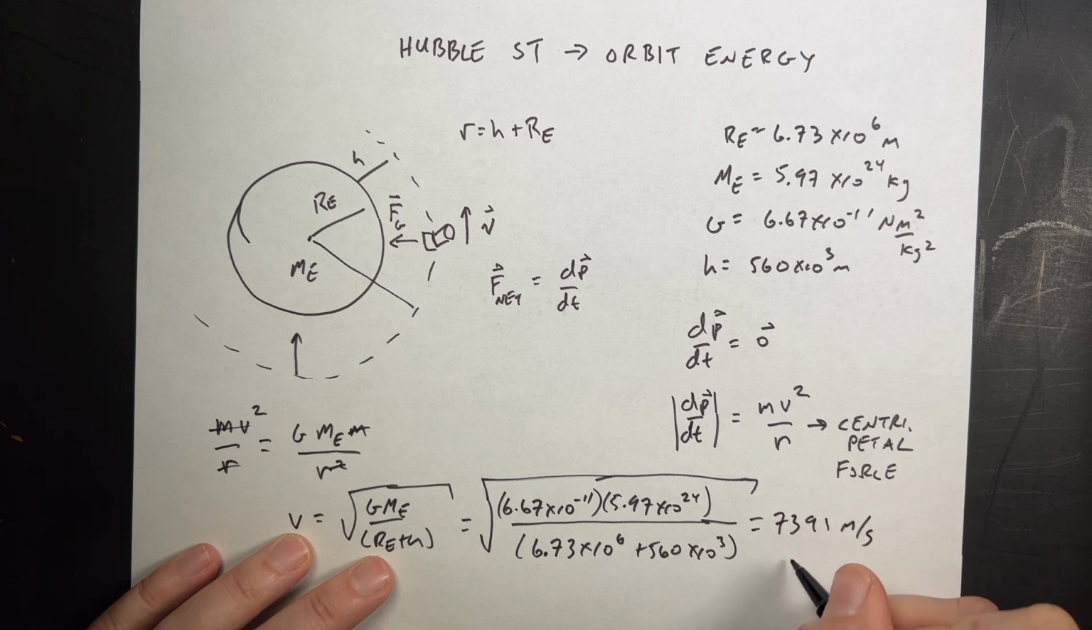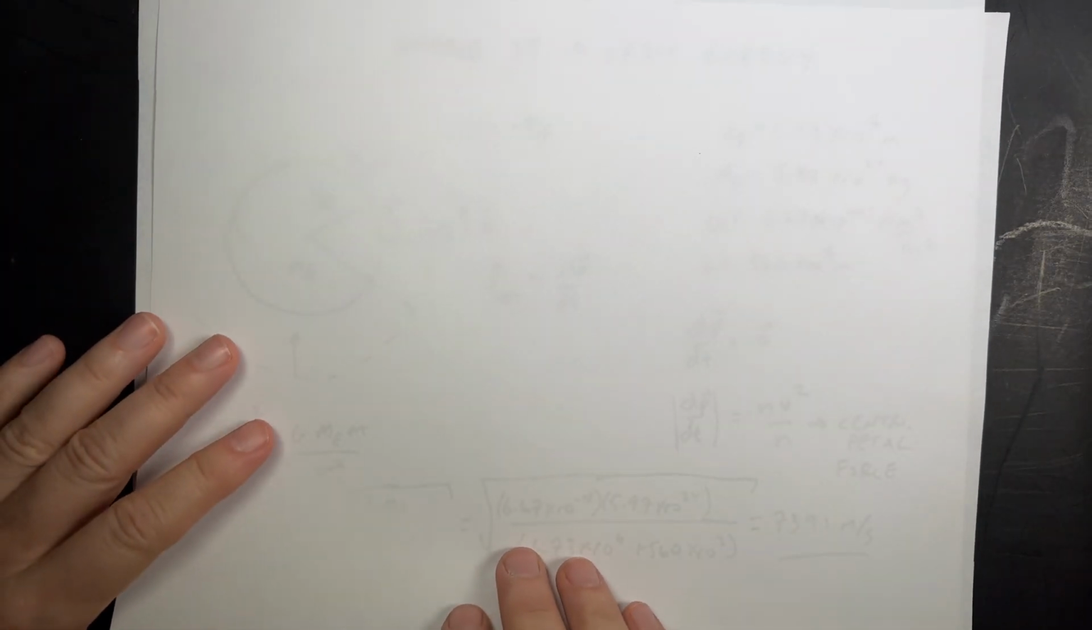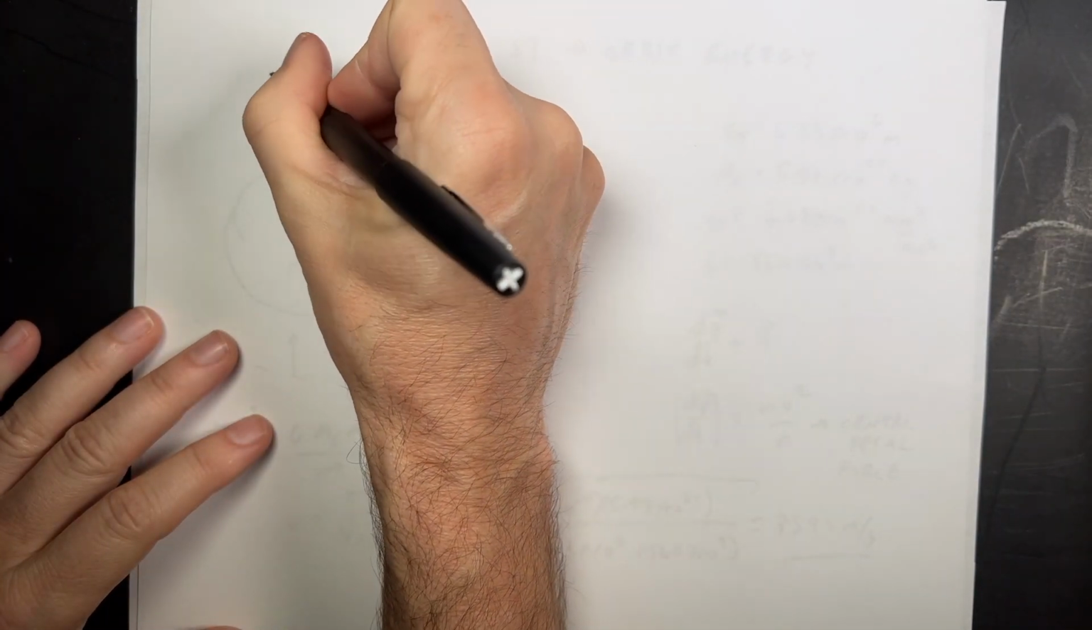0.7391 meters per second. So that's pretty fast. Okay, that's actually kind of useful in the next thing. Well, it's actually positively useful in the next thing, the period. So let's calculate the period.